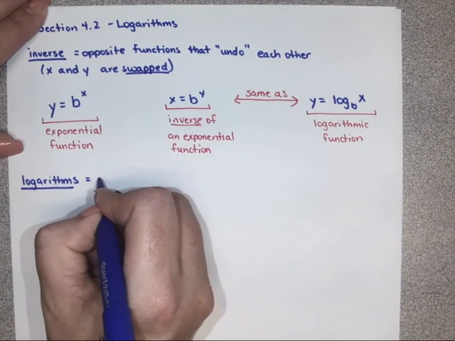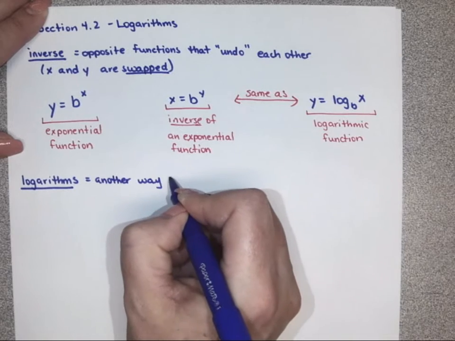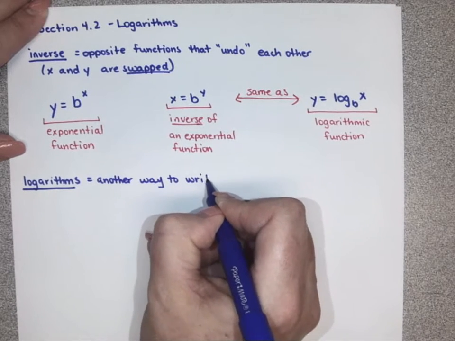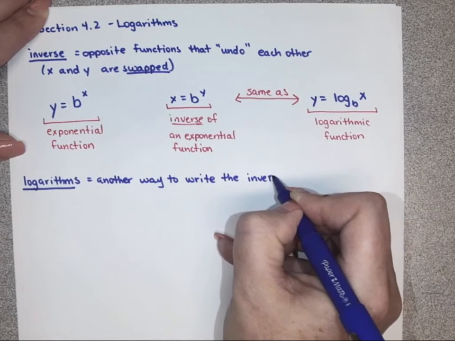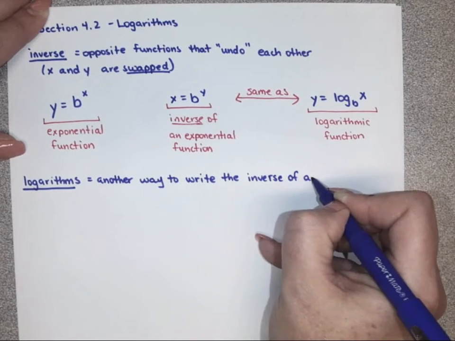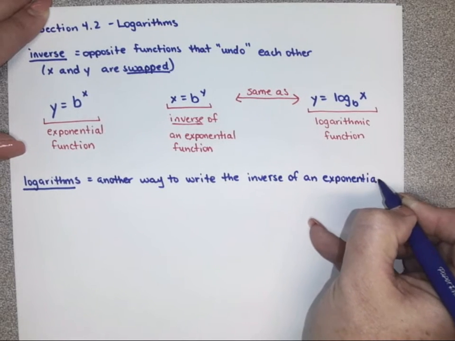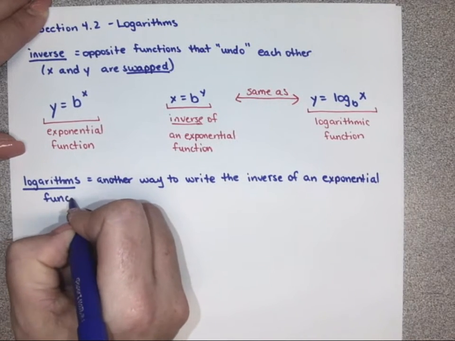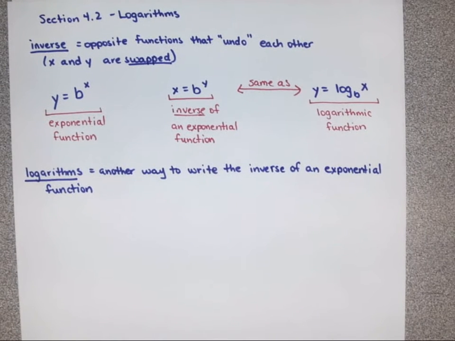So logarithms are simply just another way to write the inverse of an exponential function. They're also the way that we, quote, undo exponential functions. So remember how addition and subtraction undo each other, how multiplication and division undo each other. Well, logarithms are going to undo exponents. Okay.